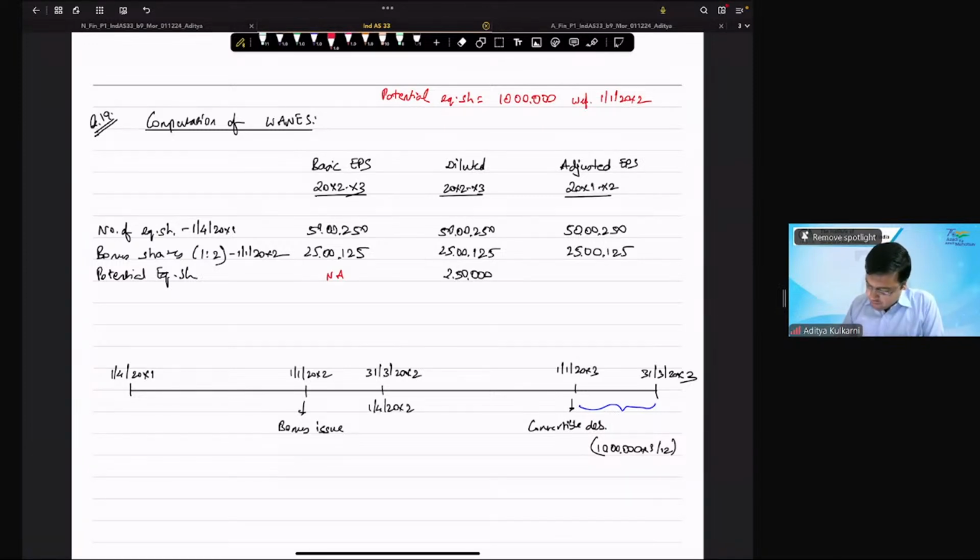Will I have potential equity shares for X1, X2? Answer is no, because that time the debentures were not in issuance at all. Is it okay? Yes. So not applicable. Any doubts so far?